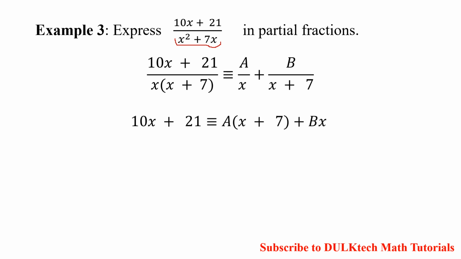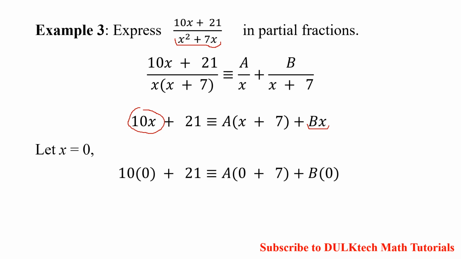Right, we now want to eliminate 1. We can let x be equal to 0 in such a way that if we substitute 0 here, we'll be eliminating bx. This one will go. We remain with 21, because if we substitute 0 here, we remain with 0. 10 by 0 is 0, so we remain with the 21, which is equals to 7a. And if we divide both sides by 7, we get 3 as the value of a. So a is equals to 3, right?